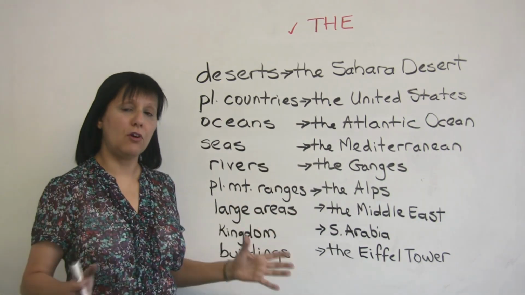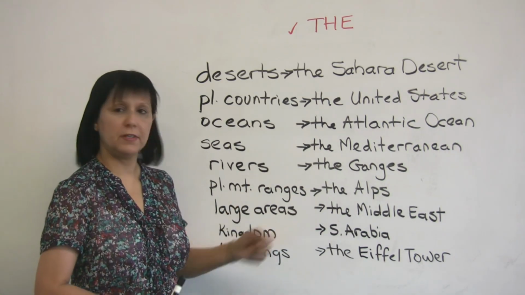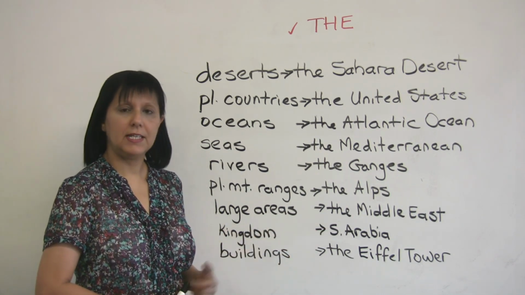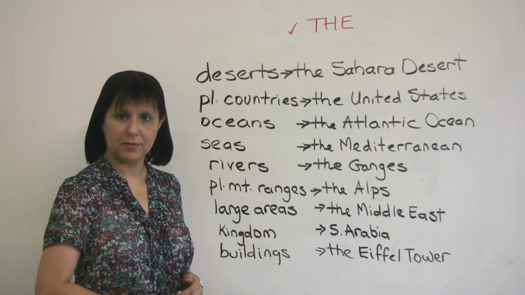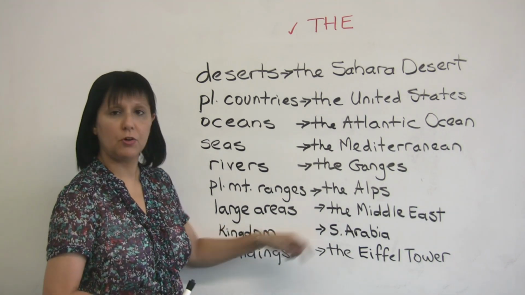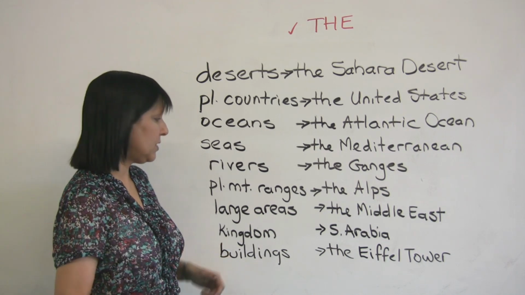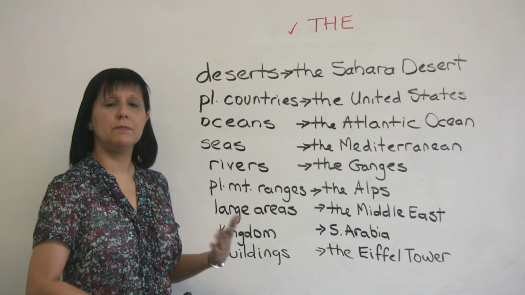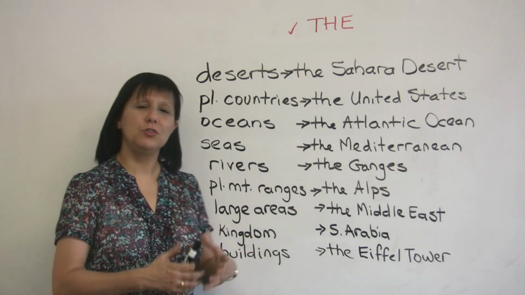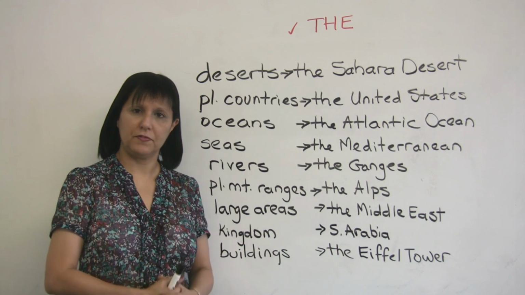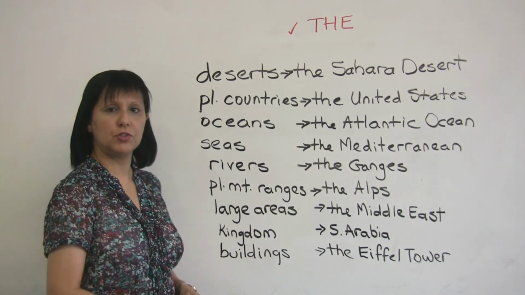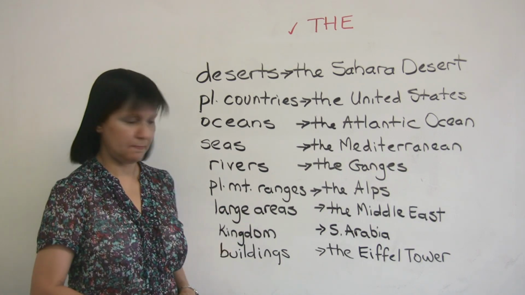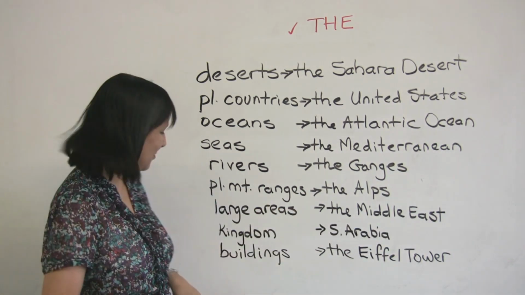Whenever we're talking about large areas, we also use the word "the." So he comes from the Middle East. He lives in the West, right? That kind of thing, we would also use "the." When we talk about a kingdom, for example, he lives in the Kingdom of Saudi Arabia. Now, they don't usually use the whole term, but that is the official term. So if you're using the official term, then you would say the Kingdom of Saudi Arabia. I didn't have space to write the whole thing here for you.